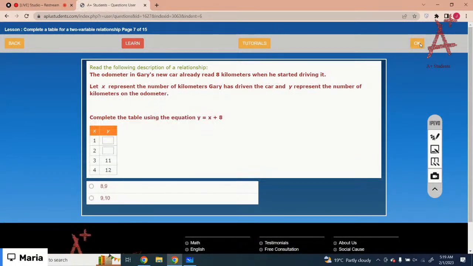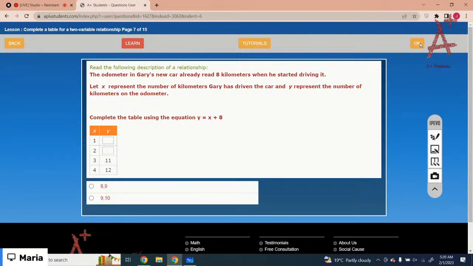Okay, the next one is the odometer in Gray's new car already read 8 kilometers when he started driving it. Let X represent the number of kilometers Gray has driven the car and Y represent the number of kilometers on the odometer. So complete the table using the equation Y equals X plus 8. So which is the correct option? Option 1 or option 2?